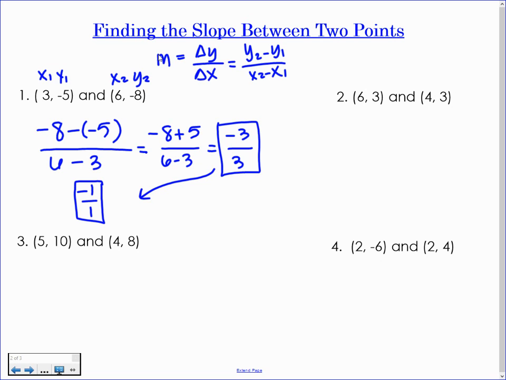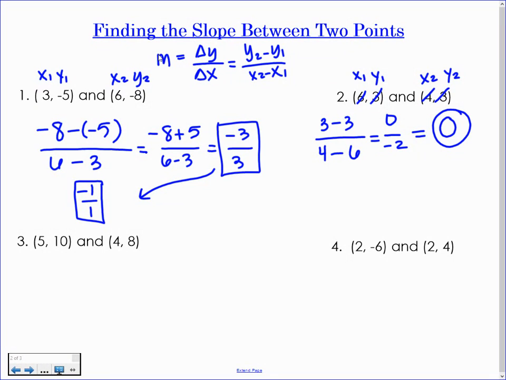Now let's try number 2. So same idea. Let's identify x1 and y1. So here's x1, here's y1, here's x2, here's y2. Now let's subtract. So we have 3 minus 3, y2 minus y1, over x2 of 4 minus x1 of 6. So that would give us 0 over -2, which we know to be a 0 slope. So you remember, a 0 slope means this is actually a horizontal line. So remember that.